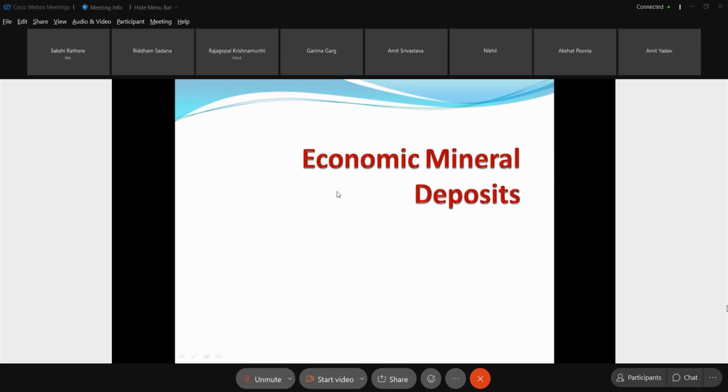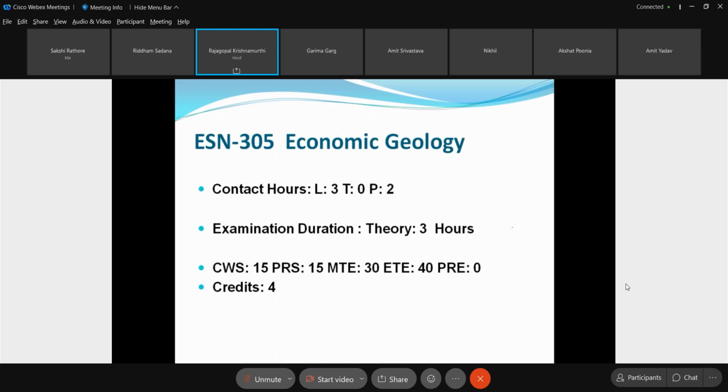Okay. So this particular course is called Economic Mineral Deposits, and it's called ESN 305 Economic Geology. The pointer option is taking time. This is called Economic Mineral Deposits. We are going to study about economic mineral deposits. I think we will slowly start understanding what it is. As I told you, this is ESN 305, Economic Geology.